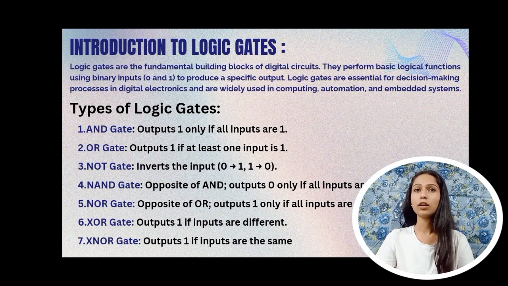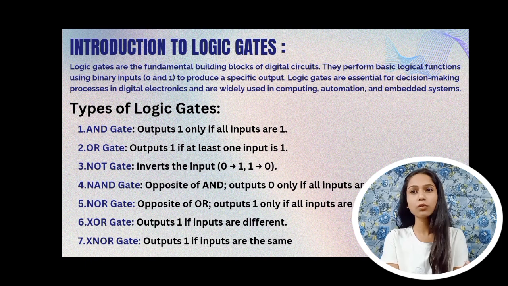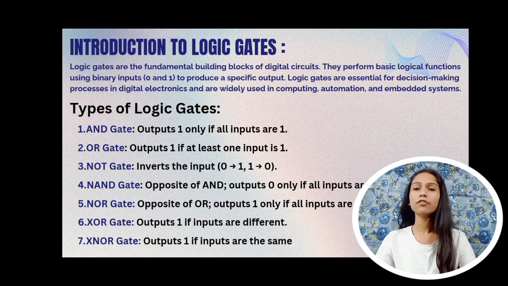Then we have the NOT gate. It is known as an inverter. It inverts the input, zeros to ones and ones to zeros. If the input of the NOT gate is 0, then the output of the NOT gate will be 1. These three are basic gates. Any digital electronics logic circuit can be built using these three gates.